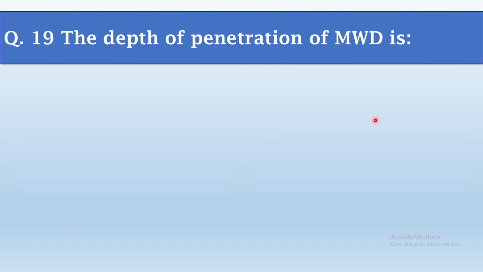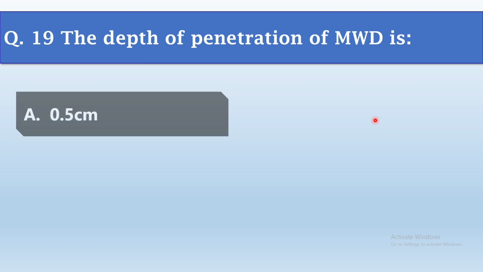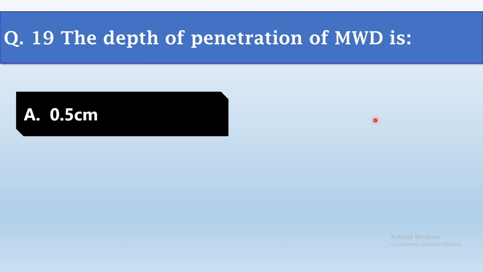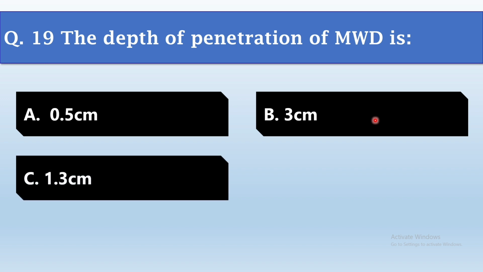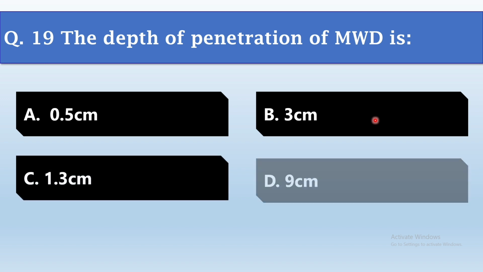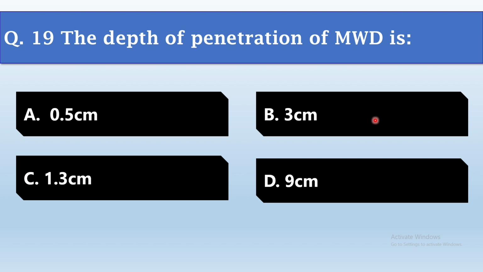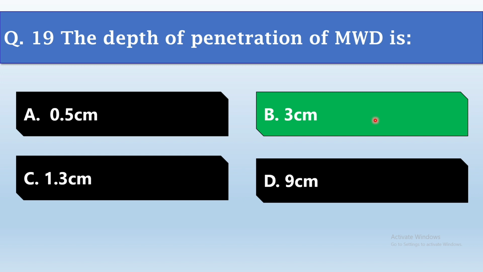Question number 19. The depth of penetration of MWD is option A 0.5 cm, option B 3 cm, option C 1.3 cm, and option D 9 cm. The answer is 3 cm. The full form of MWD is microwave diathermy.